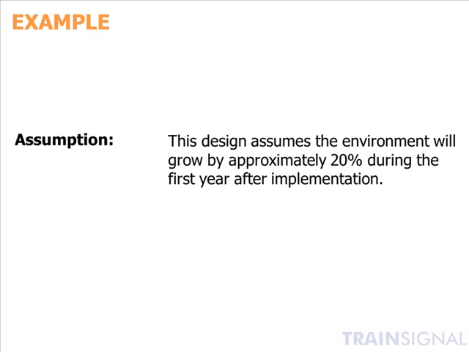Our first example assumption says, this design assumes the environment will grow by approximately 20% during the first year after implementation. You might see something like this sort of assumption when the requirements given to you by the business or the organization or the customer simply say the design has to accommodate for future growth, like the vague functional requirement that I first presented to you. And if the business or the customer isn't able to tell you how much growth or over what period of time, then you need to fill in that vagueness.